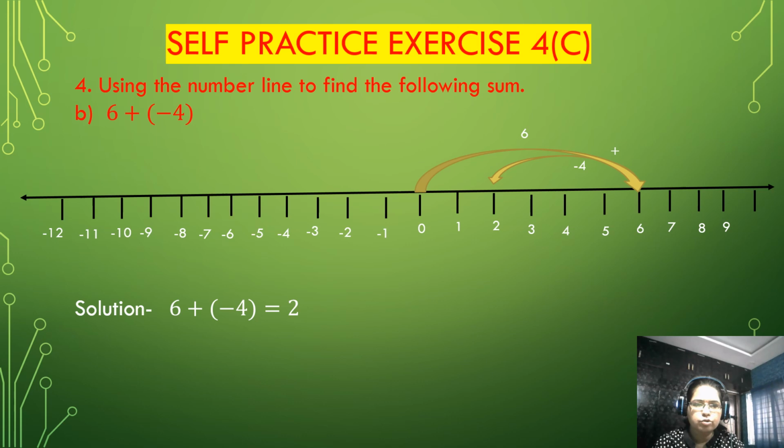-4 is a negative integer, so the number goes from 6 to the left-hand side with 4 places. 6 to 5, 1 place, 5 to 4, 2 places, 4 to 3, 3 places, and 3 to 2, 4 places. So 6 plus of -4 equals 2. The number is now at 2. So 6 plus -4 equals 2.